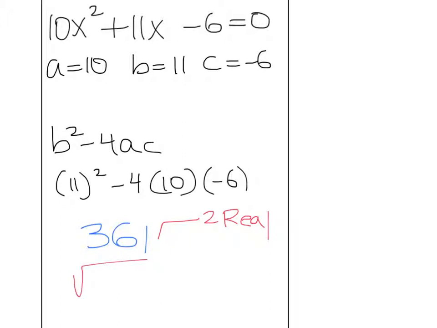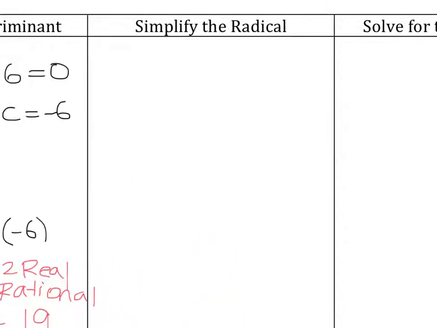Can I square root 361? Will it give me a perfect whole number? And the answer is yes, so plus or minus 19. So it's not only real, I also know that it's going to be a rational number. So the square root of 361 is going to be plus or minus 19.